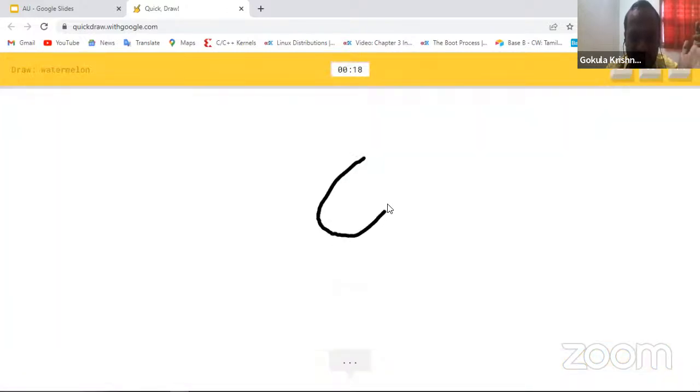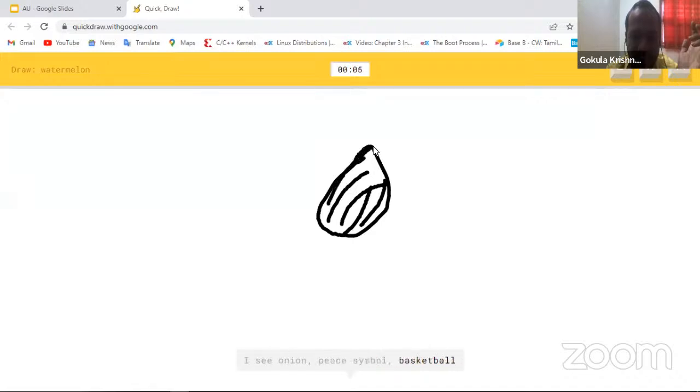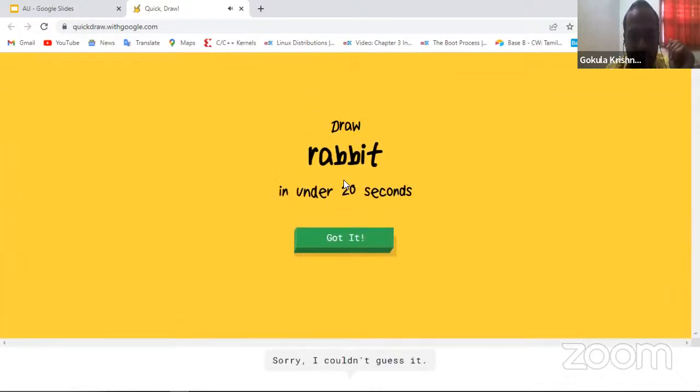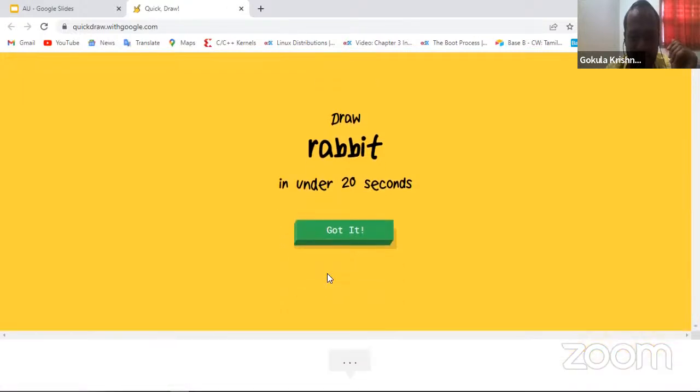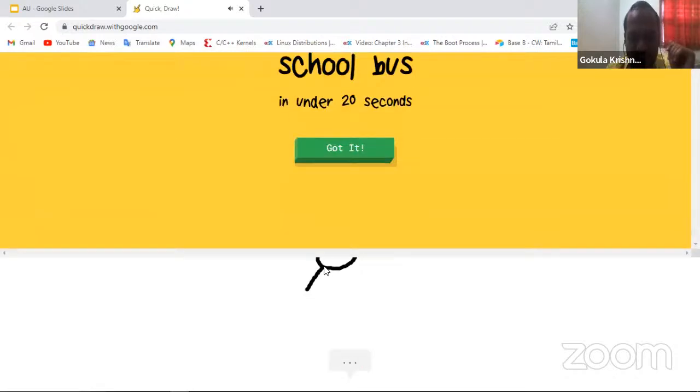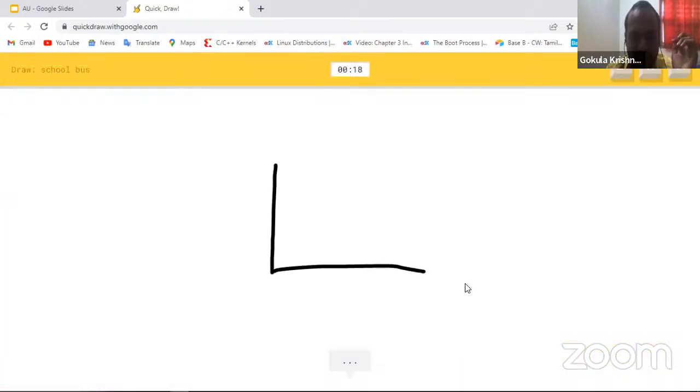So this is watermelon. Yes. It looks like an onion. So see, rabbit is very hard to draw. Okay, let me try. Yeah, it's a rabbit. It found it. So school bus.